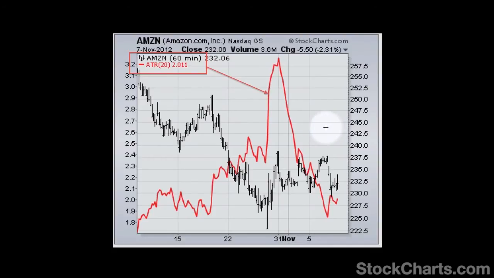Now, it's important to keep in mind that that average true range will change. In other words, if you get a big move in the stock and the average true range value changes, then the value for those boxes on the point and figure chart will change the next time you update it. You can see here on this Amazon chart, there's the Amazon ATR reading at 2.01.